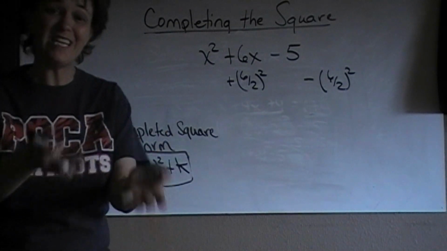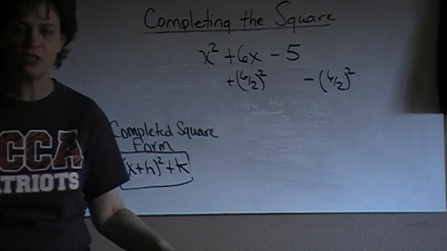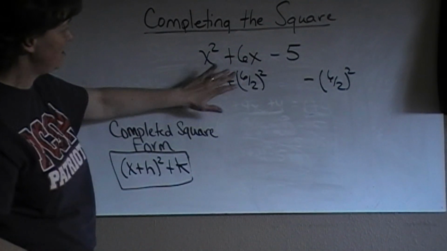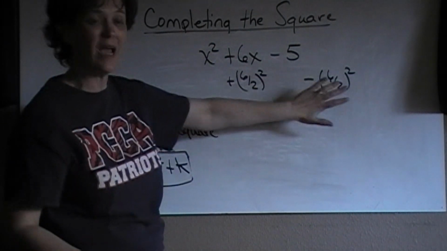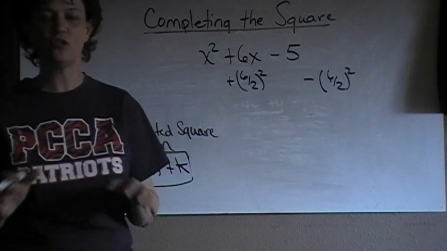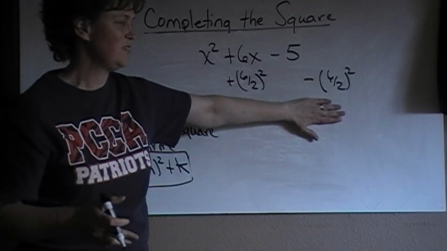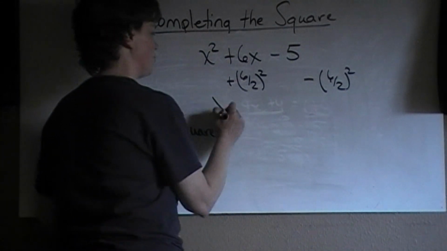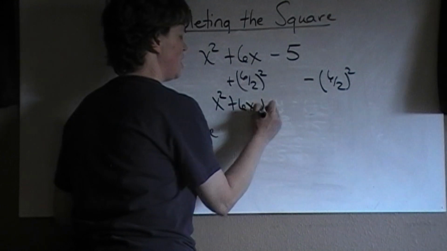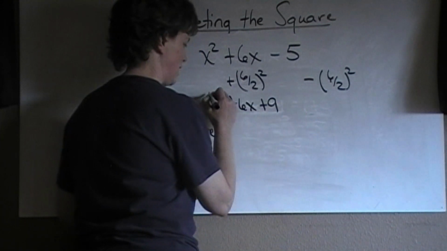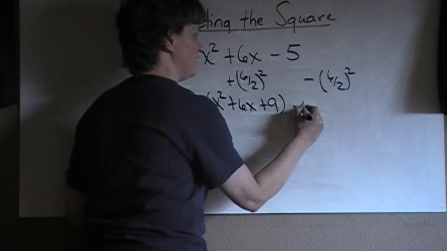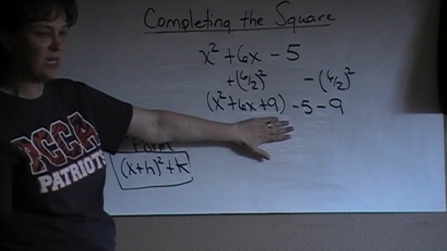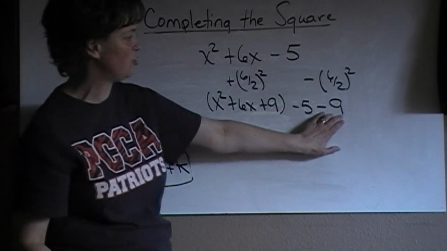If I add 1 and take away 1, nothing's changed. If you add 10 and take away 10, nothing's changed. If I add 9 and I take away 9, nothing has changed. So you have to actually do this, as if it's on the same side of the equation, even though there's not an equation. I'm going to rewrite this: x squared plus 6x plus 9, minus 5 minus 9. Notice when you're looking at it here, it's clear: I added 9, I took away 9.